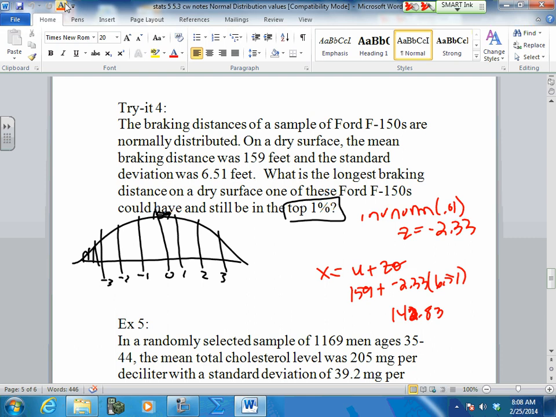Now, let's take a look at this. If this X value, guys, watch. Now, I want to know what is the longest braking distance, but still be in the top 1%. How should I round this? Down. Very good. So my X score is going to be 142 feet. Very good to round down, because if we round up, we're out of that. I want them down here. The rounding always catches us a little bit.